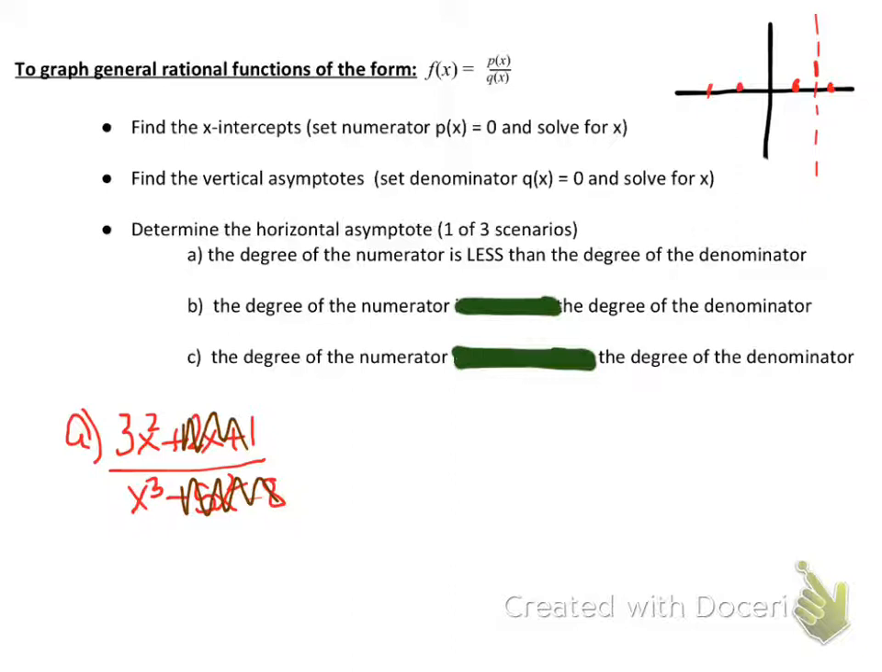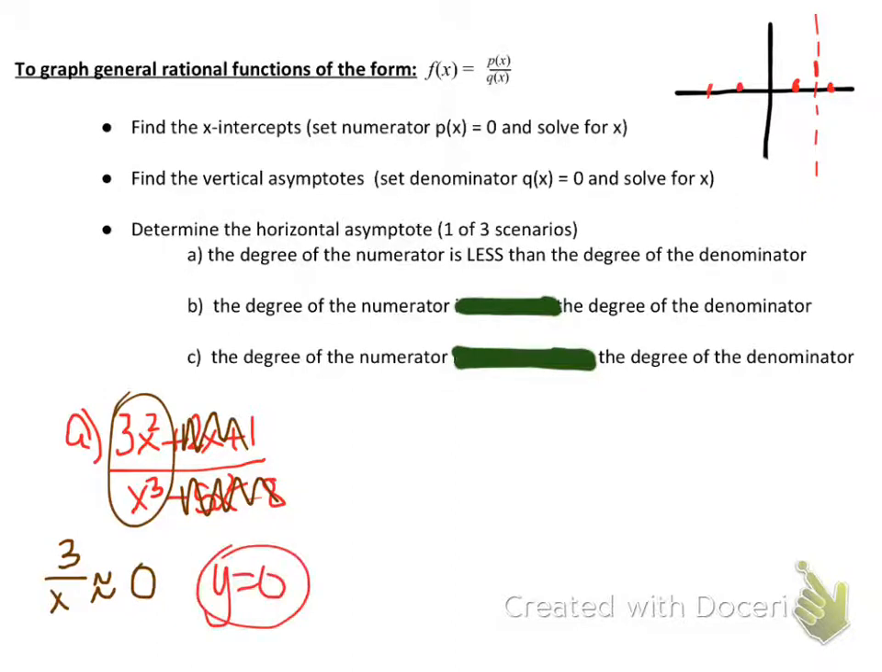So we're just going to look at 3x squared over x cubed. And if we were to simplify that, we would end up with 3 over x. And again, if we think about what happens as x gets huge, if I have a bazillion dollars and I decide to give you just 3 of it, I'm basically giving you nothing. And so my horizontal asymptote would be 0, y equals 0.